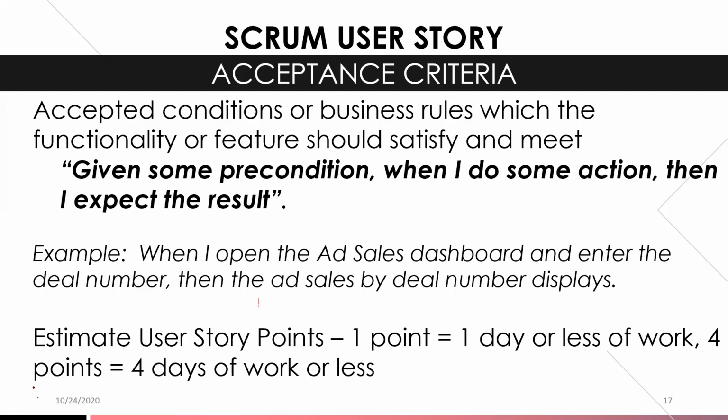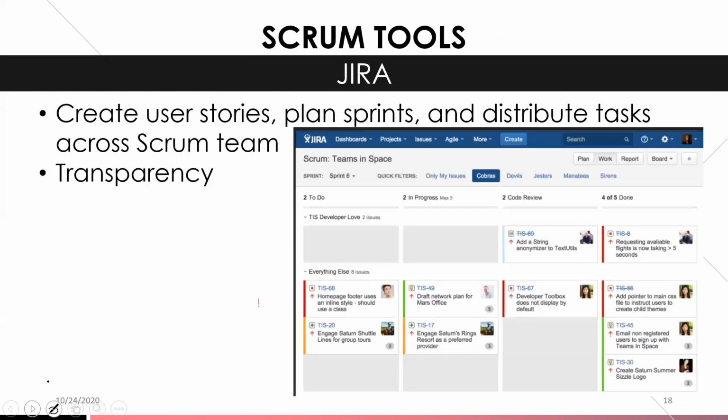There are different schools of thought. There's also the Fibonacci school of thought, which uses numbers like 5, 8, 13, or sometimes they use t-shirt sizing: small, medium, large. So the team estimates what the work effort is for that story, and gives the story points.